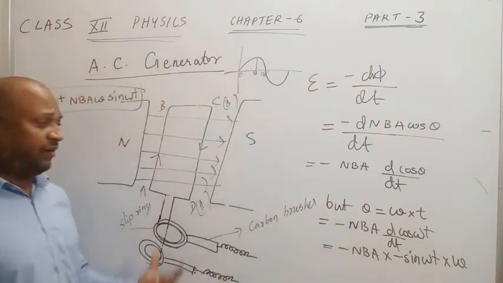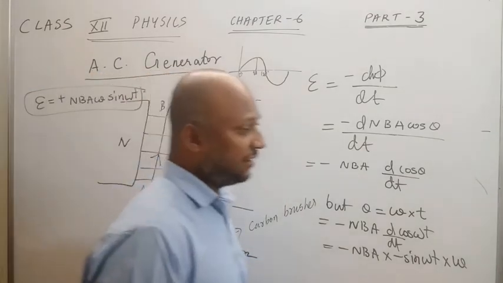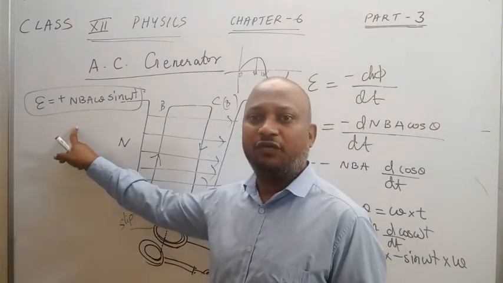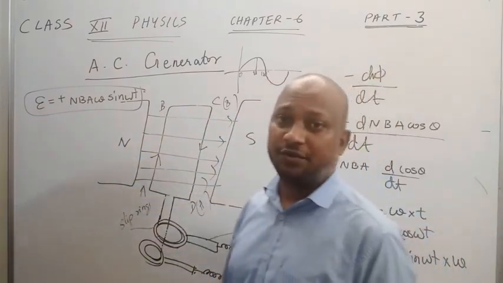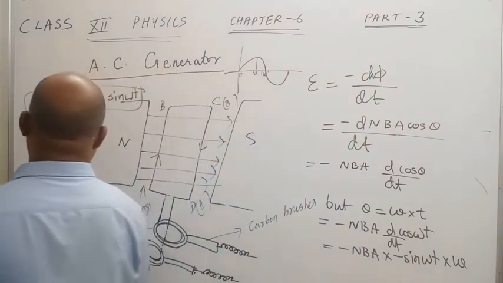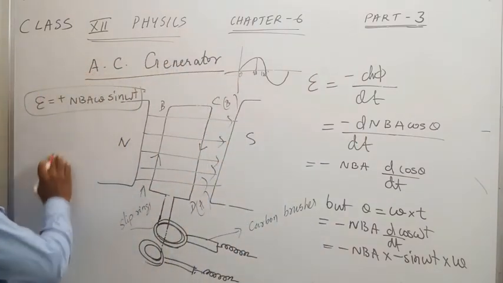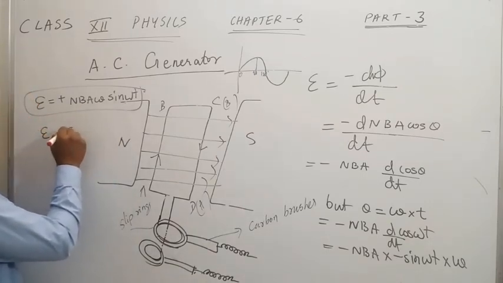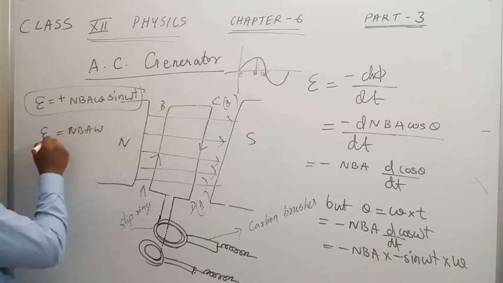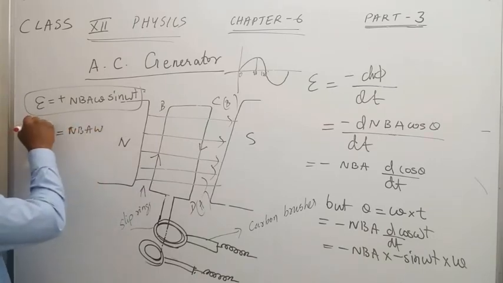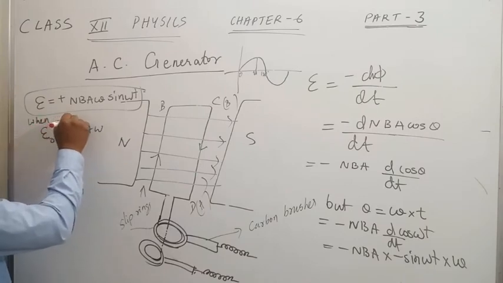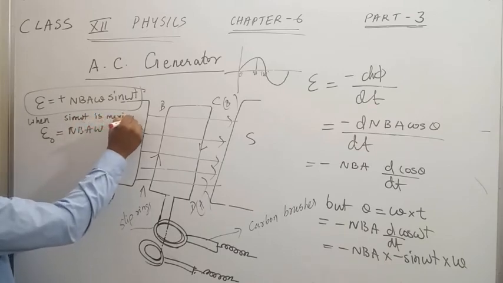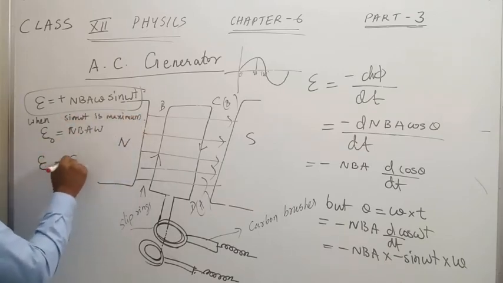But now we have learned a device which can produce an AC current, alternating current, a current in this form, because the formula that we get for EMF is NBA omega sine omega t. And here suppose I am going to take the maximum value at 90 degree. Maximum value is NBA omega, which I can write epsilon naught or E naught, when sine omega t is maximum. So I can write E is equal to E naught sine omega t.